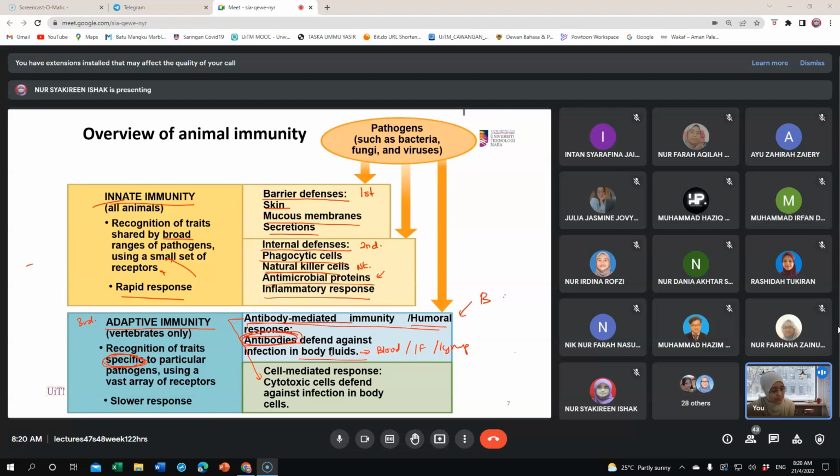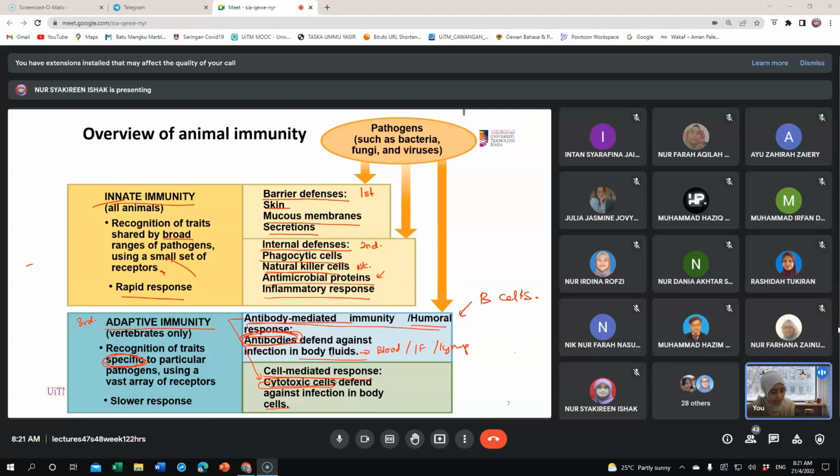This one involves the B cell, B lymphocyte, B cells. And then the second type of adaptive immunity is cell-mediated immune response. For this one, it involves the cytotoxic T cell, or cytotoxic cells, it says here. So it defends against infection in body cells.